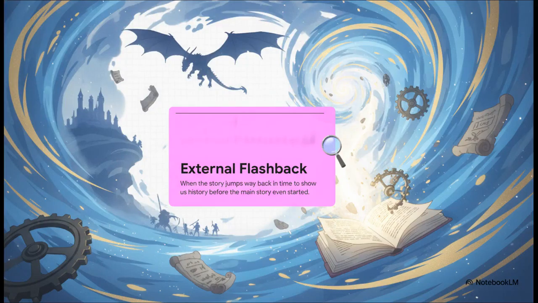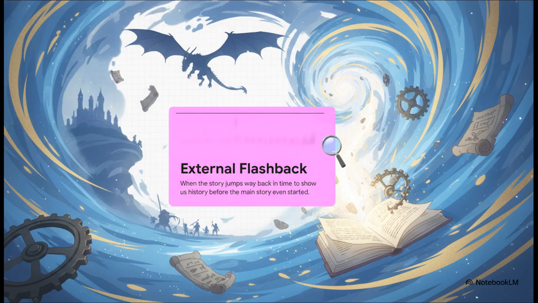Okay, hold on tight and try not to get dizzy, because for our second mode, the external flashback, we are jumping way back in time. This is when the story jumps far back to show us history, often long before the main story even started. It's kind of like finding a secret history book hidden inside your adventure novel. It sets the grand stage so you understand the stakes of the world before the hero's journey even begins.